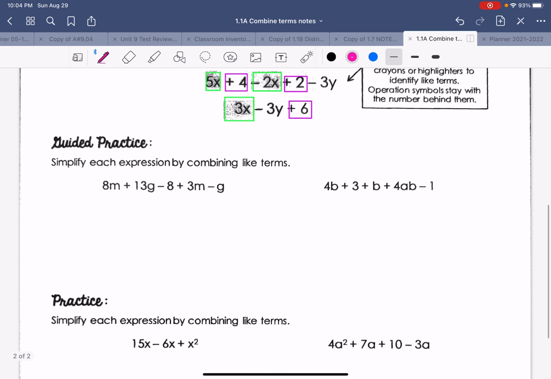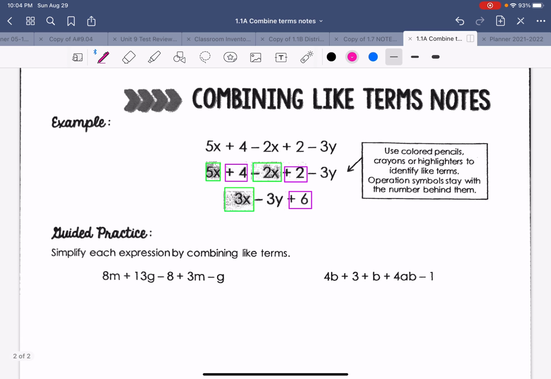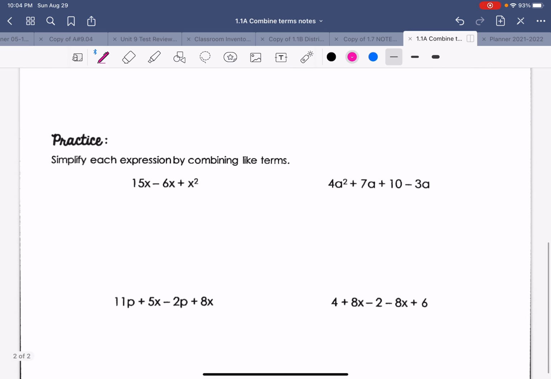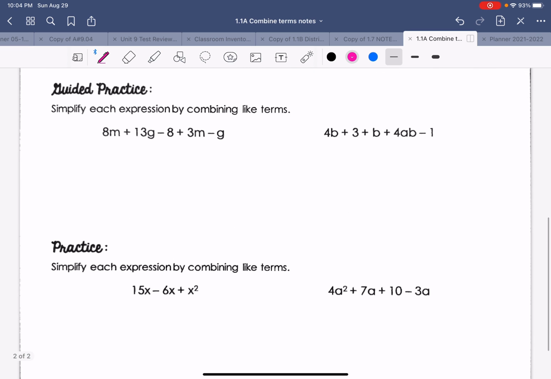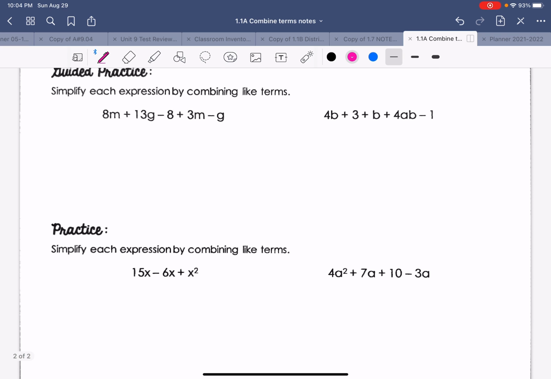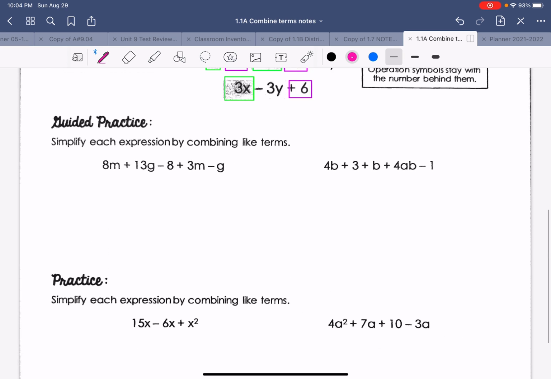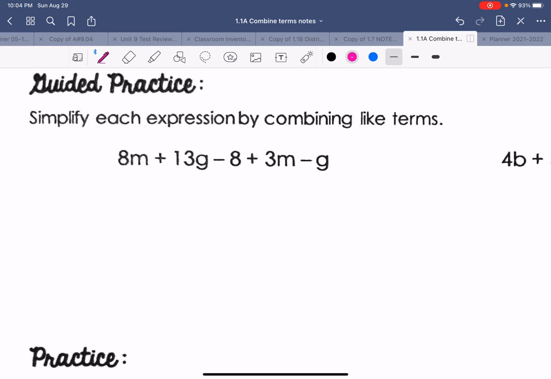All right, so I'm just going to go through some of these examples. I'm not going to do all of them, but I'll take a picture of the completed notes with the answers. All right, so we're going through this one right here. It says simplify each expression by combining like terms.